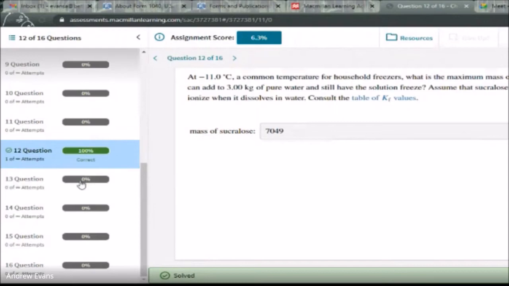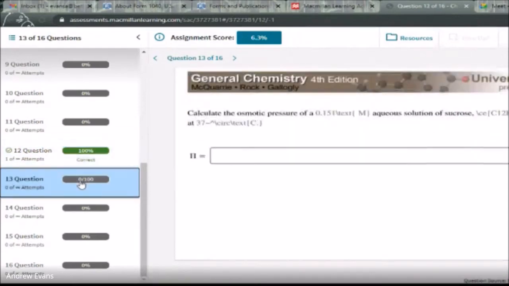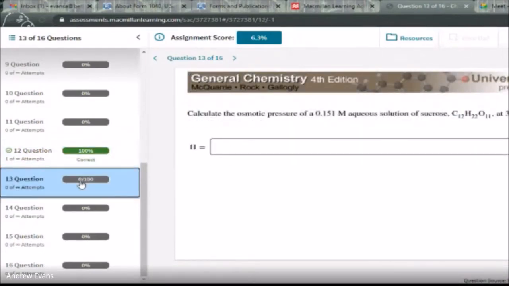Number 13. Using a similar thing, we're using sucrose, C12H22O11. What is the osmotic pressure given this molarity, 0.151 molar, and 37 degrees? Well, this one's actually a little bit easier. Actually, a lot easier.